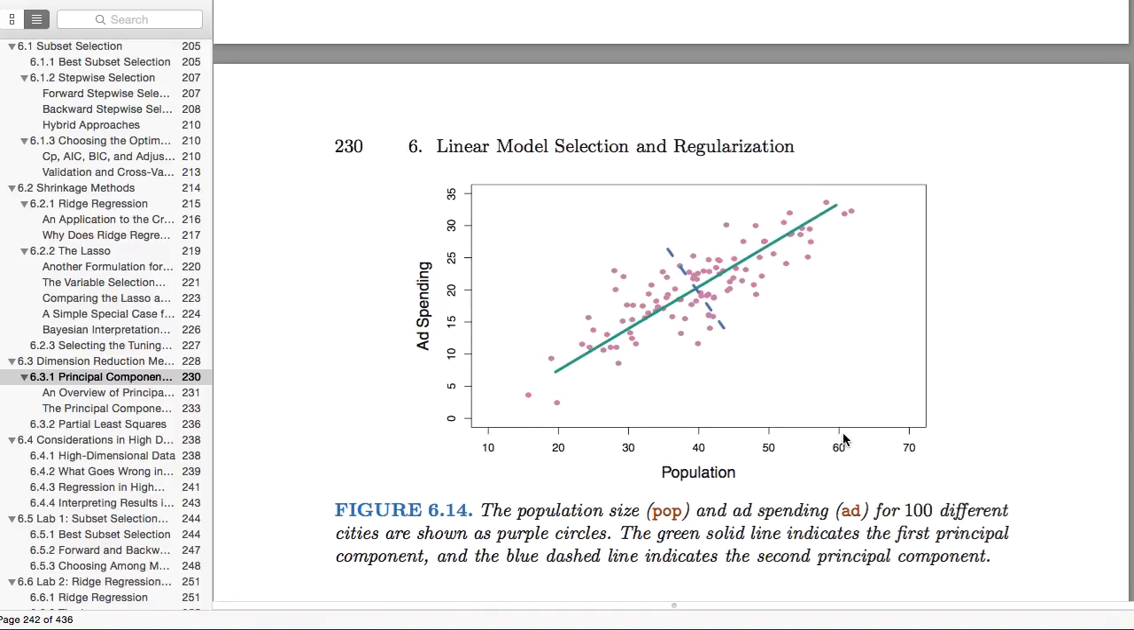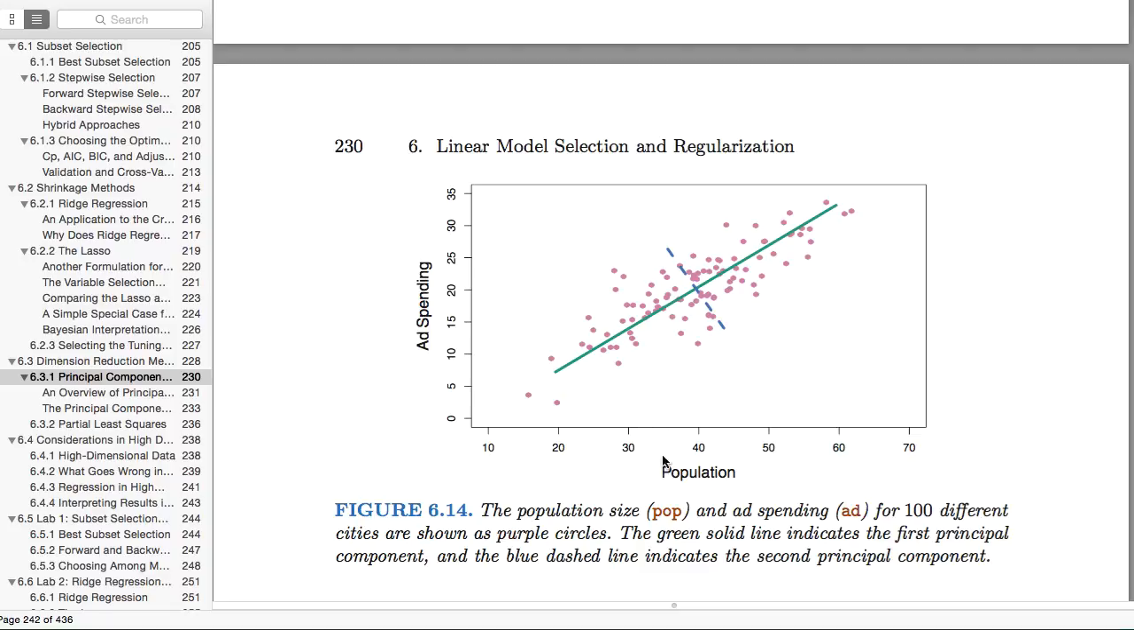Because to begin with, I would like to talk about a different topic, which is principal components analysis. This is a topic we'll explore in detail in Chapter 10. It's an unsupervised learning approach, and we're going to use it here as a prelude to regression. So we need to understand it at a basic level.